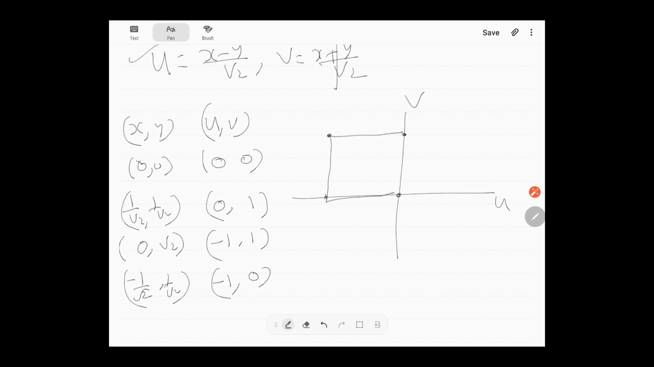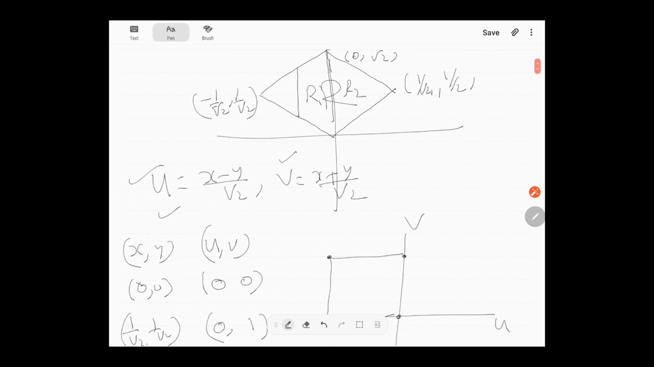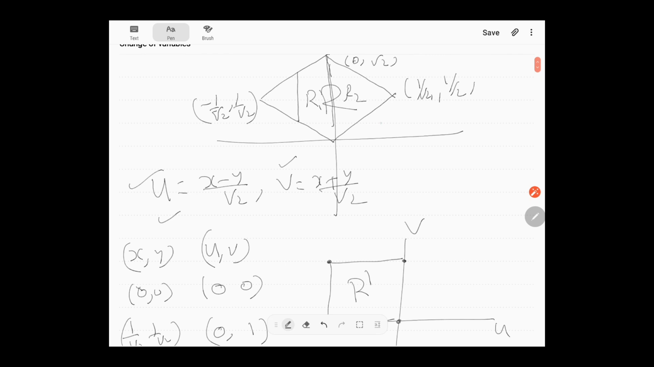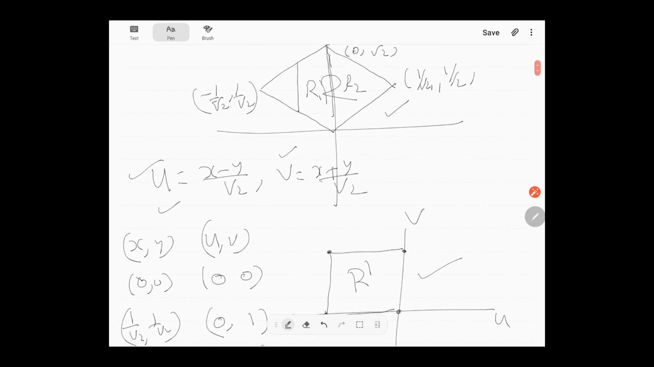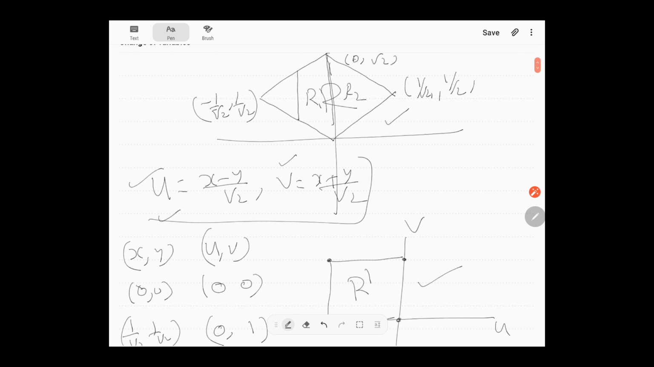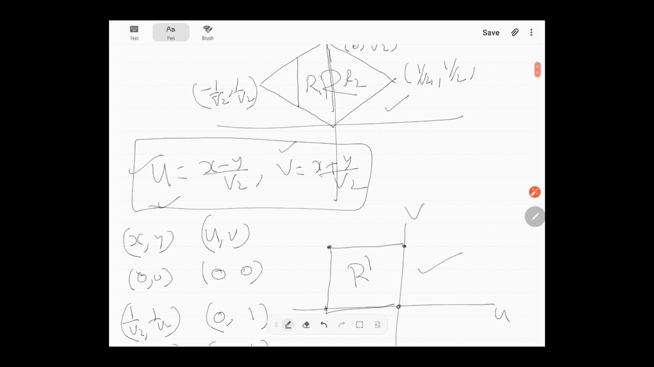That region, by this transformation, you can easily observe the evaluation of an integral over this region R. I am calling the new region R dash. If you compare the evaluation of the integral over region R and over region R dash, it is very evident that evaluation of the double integral over this region is very easy. So this transformation has transformed this region to a simple region. Therefore, we can evaluate the integral very easily. This is what a transformation is.